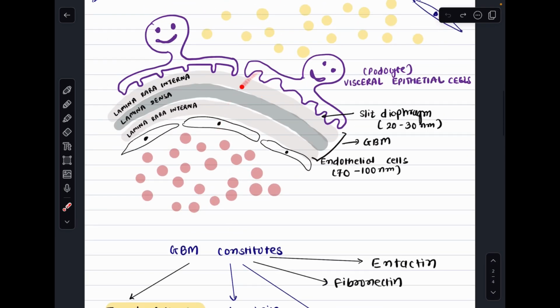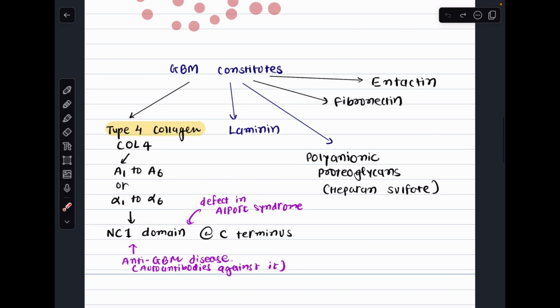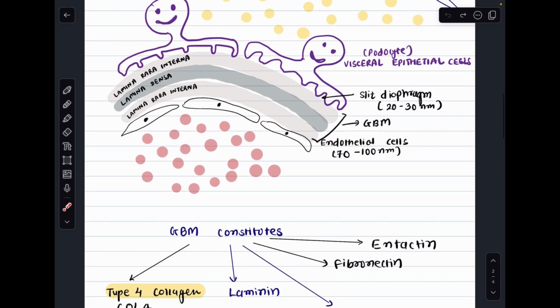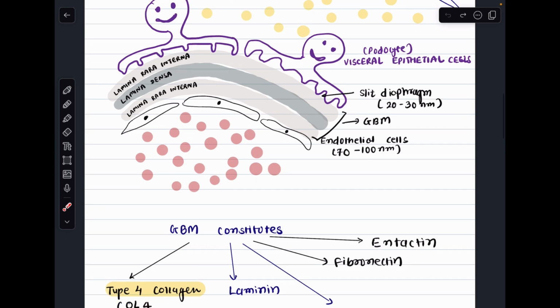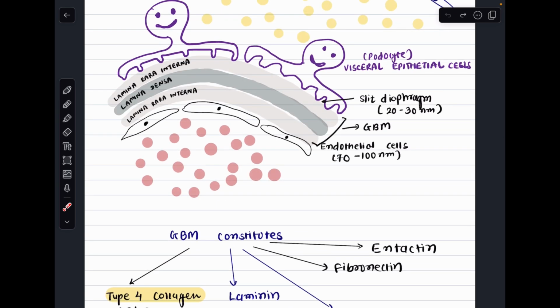So this one is the GBM, and GBM consists of 5 components: type 4 collagen, then laminin, polyanionic proteoglycan, fibronectin and entactin. Okay, so if the examiner asks you what are the layers of the GBM, so you will tell these 3 layers, which is based on the electron microscopy. You can only see on the electron microscopy, lamina rara interna, then lamina densa and lamina rara externa.